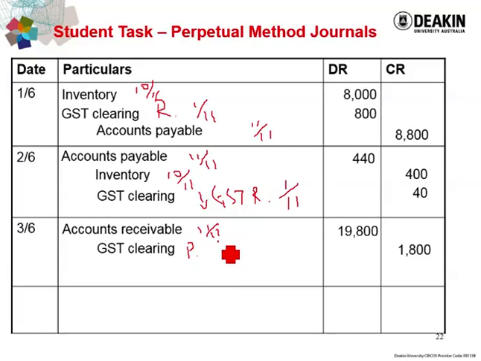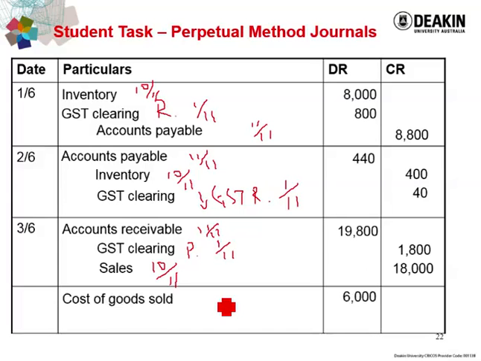So this is 1 over 11 of 19.8K, it gives us 1.8K, and then we credit our sales revenue 18K, and sales revenue is always at GST exclusive amount, so 10 over 11. And we also need to record cost of goods sold because under the perpetual method, we continuously track our cost of goods sold. So we have to debit cost of goods sold, credit inventory at the cost, which is $6,000 here.